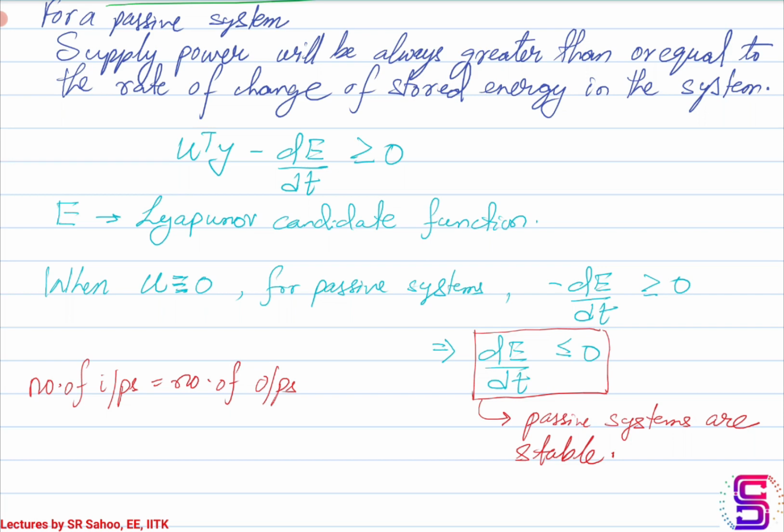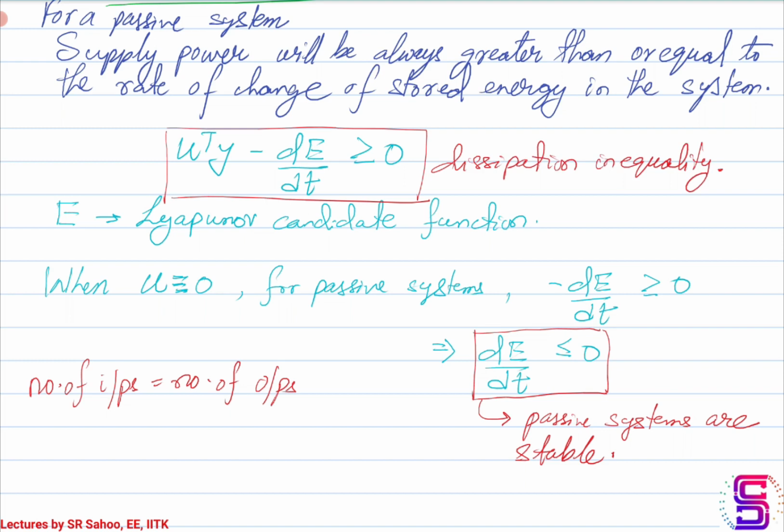So this equation we'll name as the dissipation inequality. Okay, and this is the inequality that is satisfied for all passive systems that you can think of. So we'll stop here and continue our discussion on passive systems in the forthcoming lectures. Thank you.